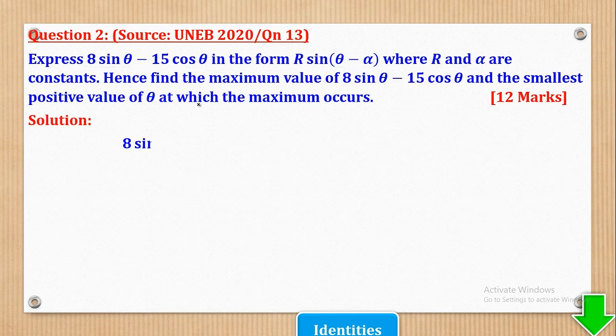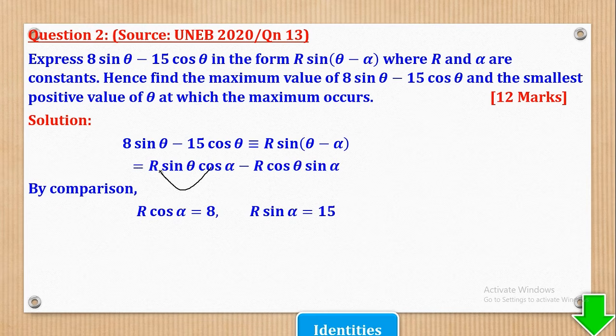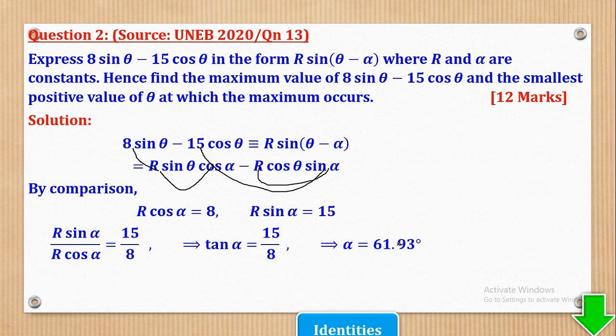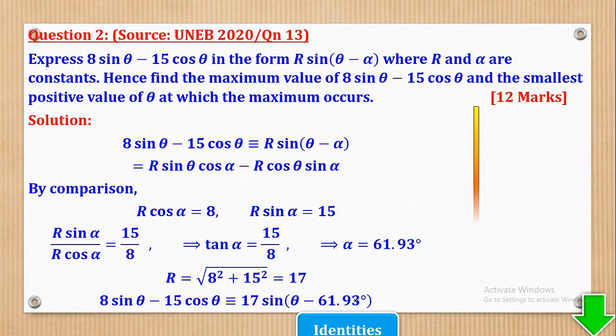So we're going to first express in terms of r sine theta minus alpha. When I expand that, I'll come up with that. Then I'll compare to realize that r cos alpha is equal to 8 and r sine alpha is equal to 15. That means that when I divide the two, I'll come up with alpha equal to 61.93. And when I use Pythagoras, I'll come up with r being equal to 17. So when I substitute for r here and for alpha there, I'll come up with that expression which they wanted.